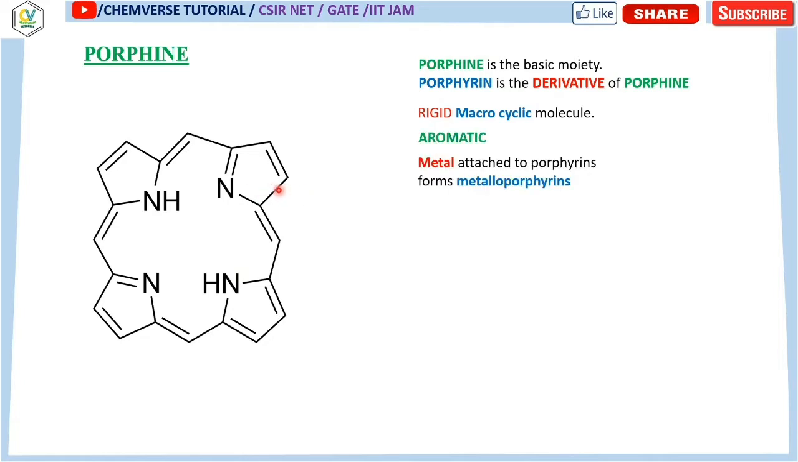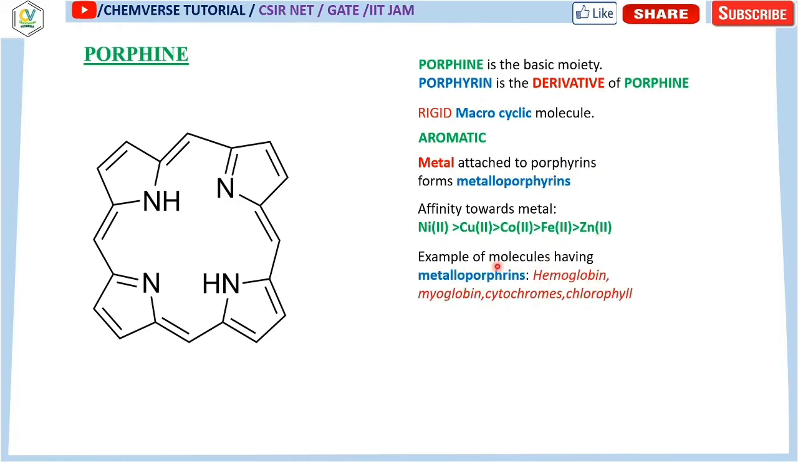And here we can see that in this cavity a metal can be attached, and when it binds with the metal ion, then it is called a metalloporphyrin. The affinity towards metal is something like this: nickel 2 plus has the highest affinity, then copper 2 plus, then cobalt 2 plus, then Fe 2 plus, and then zinc 2 plus. Examples of some metalloporphyrins are those present in hemoglobin, myoglobin, cytochromes, chlorophyll, etc.